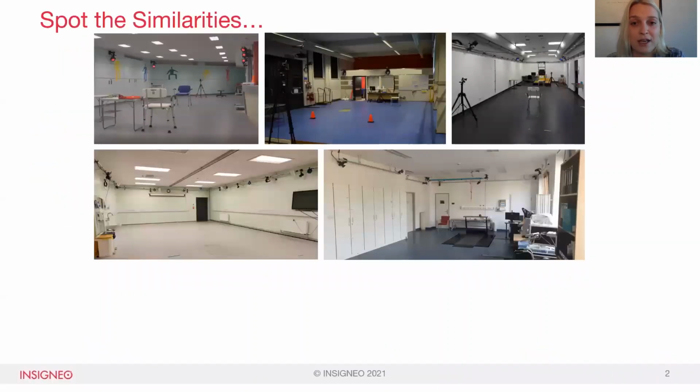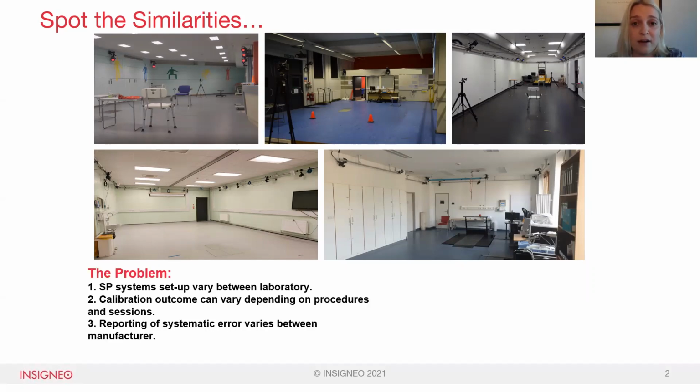So why do we need such a check? Well, if we consider these 5 SP systems that we have in the photographs below, we can clearly see that there's variation in the system setup, but also in the laboratory environment, both of which will have an effect on the systematic error. Additionally, calibration outcome will affect systematic error, and the current reporting of systematic error within the proprietary SP system software varies between manufacturers.